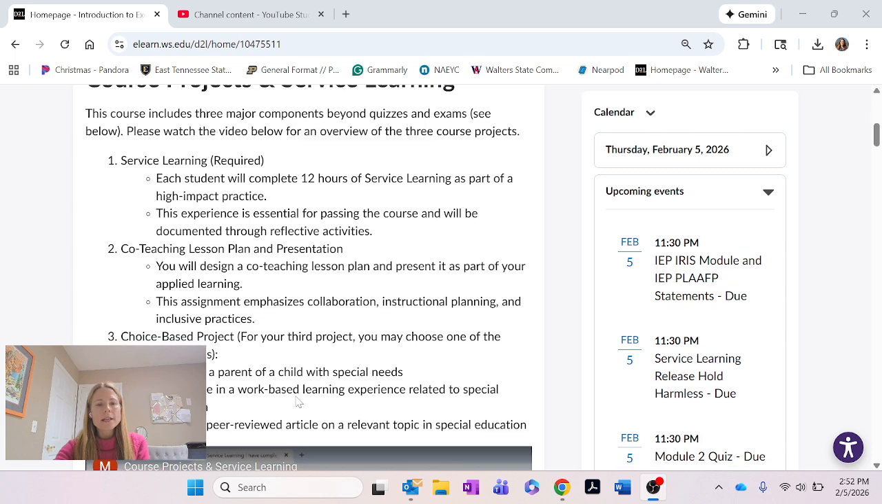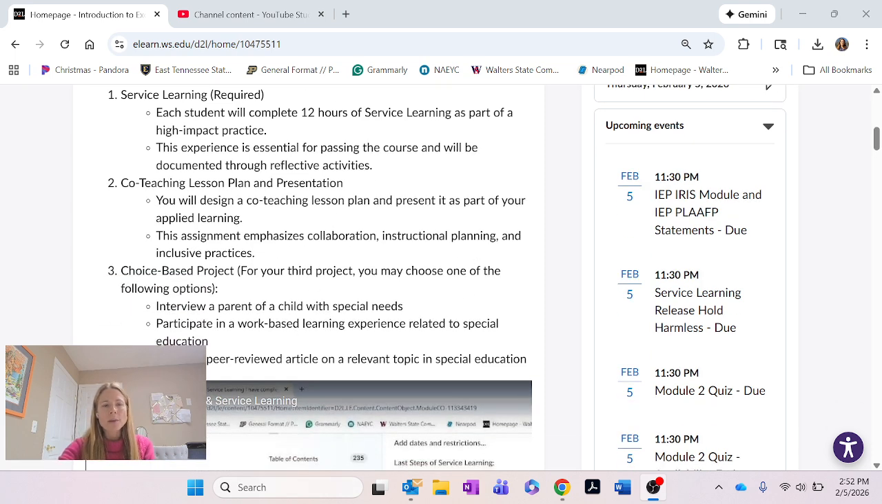Now, the third one is maybe where some of the confusion comes from. I call this a choice-based project, where I give students a choice. There are 3 options for you on this third project. You can choose to interview a parent who has a child with special needs. That's usually a popular one. You can review a peer-reviewed article from Teaching Exceptional Children journal. So you're basically going to read an article and give your critique and review. Or you can participate in what we call work-based learning.